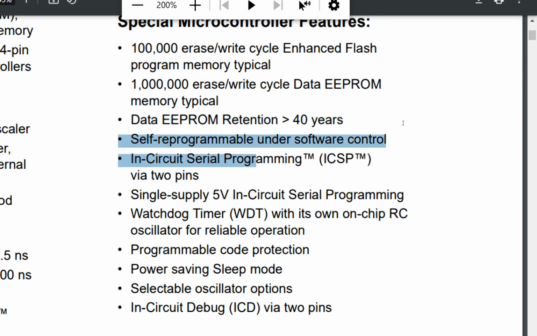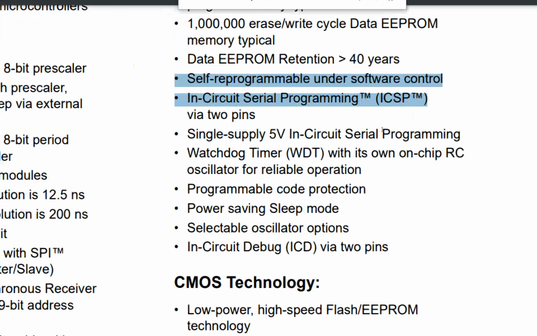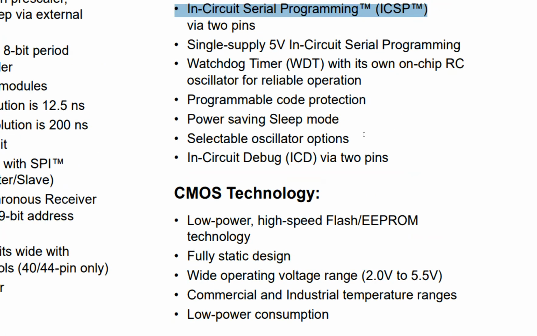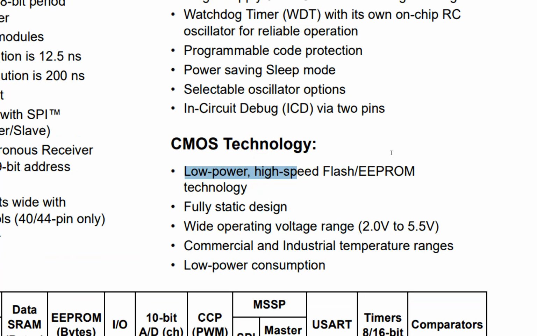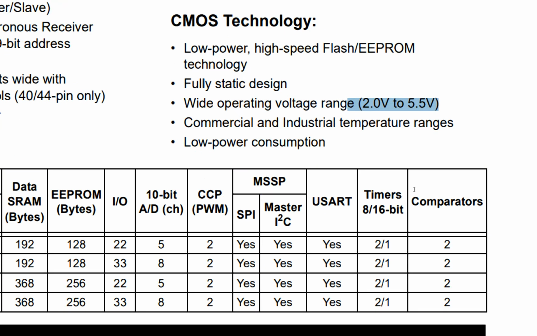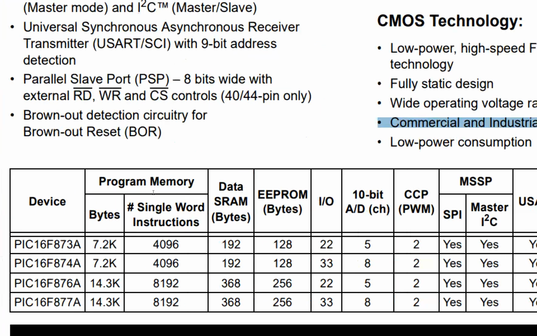Now, it has a very powerful ICSP programming tool using 2 pins, which allows you to burn the program. Then there is 5 volt in-circuit serial programming using TX and RX pins, that is the UART port, and a power saving sleep mode. They are not very important. CMOS technology means that it can work at low power, high speed, fully static design, can operate from 2.0 to 5.5 volts, and commercial and industrial temperature range. Its temperature range is very good.